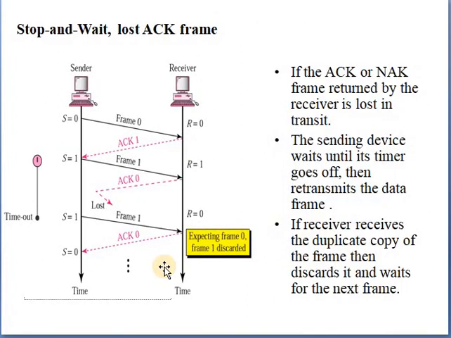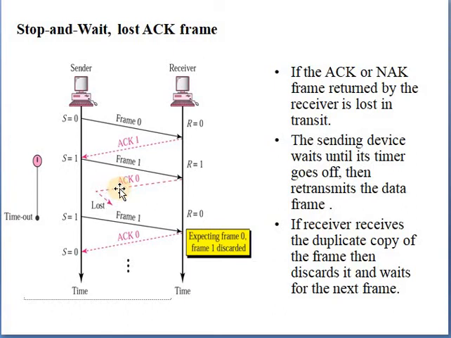Next is the stop and wait ARQ with the lost acknowledgement frame. Suppose the sender sends the data and the receiver gives an acknowledgement for this data. After that, suppose the sender sends the second data, that is frame 1. At that time, the receiver receives that data and gives the acknowledgement to the sender. At that condition, suppose the acknowledgement is not received by the sender, or the acknowledgement is lost.